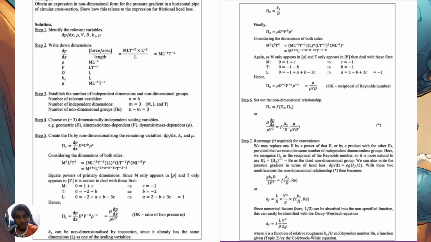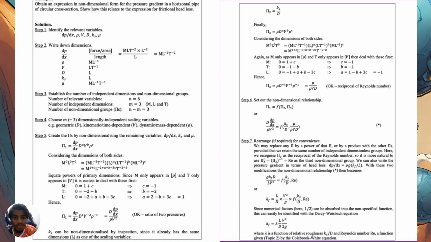Now we can carry on the step for pi 2, and we can get our dimensions again for M, L and T, the arbitrary powers. Then step 6: set out the non-dimensional relationship between pi 1 and pi 2, pi 3 and so on that we found, so the function is dimensionless. Next we move on to step 7, which is rearranging for convenience. We may replace any pi by a power of that pi or by a product with another pi, provided we keep the same number of independent dimensionless groups.